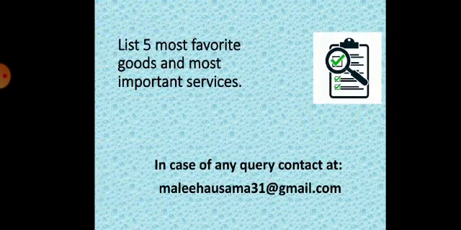Now, it is time for the home task. You have to make 2 columns in your notebook. In the first column, you have to write 5 of your most favorite goods. And in the second column, you will write the most important services.